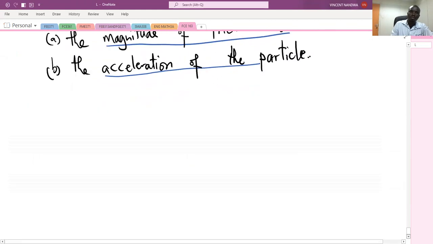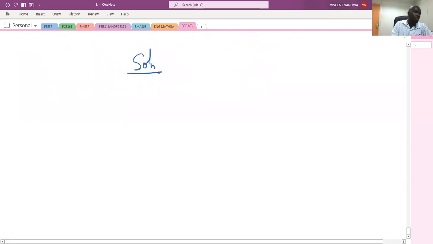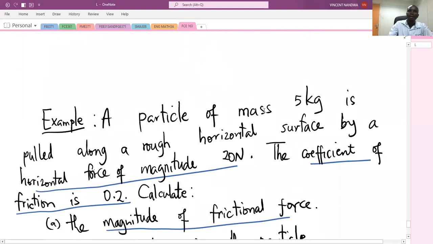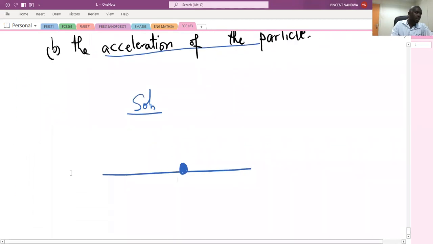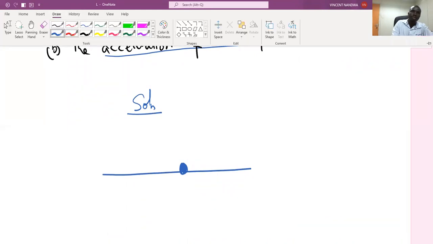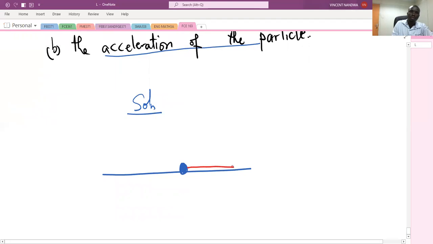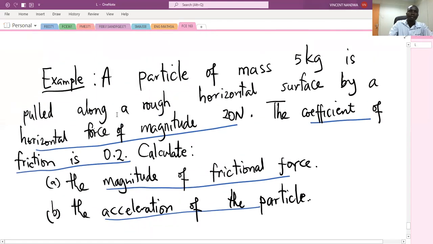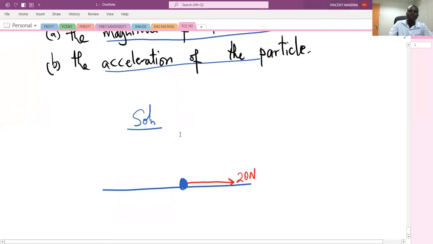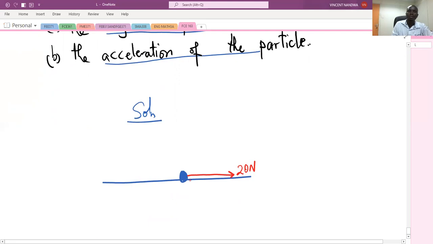So let's draw a sketch. Let this be the horizontal, and we have the particle here. Being told that the particle of mass 5 kilograms is pulled along a rough surface by a horizontal force of magnitude 20 newtons, let's show the force of 20 newtons acting on this particle. Then, to calculate the magnitude of the friction force, remember, if this is the direction of motion where the object is being pulled, then frictional force acts in the opposite direction. So this is where the frictional force will be acting.